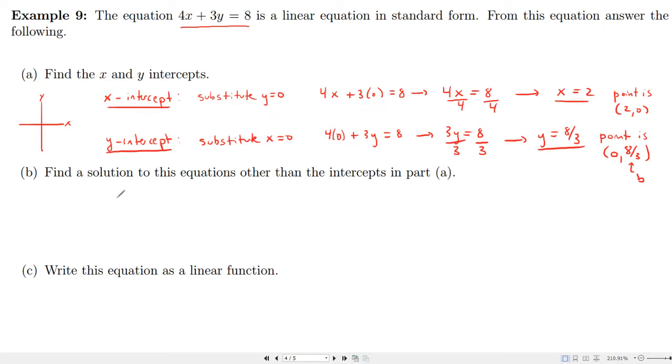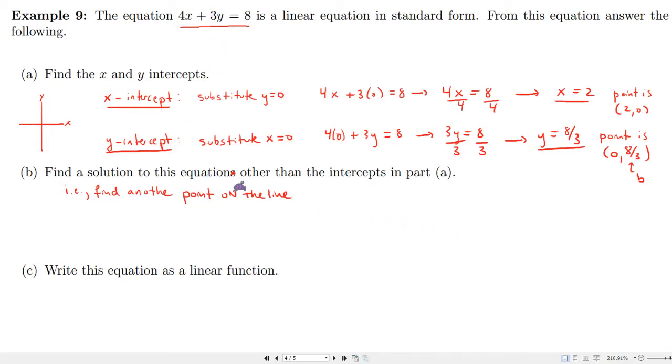Now for the next part, it just says to find a solution to this equation other than the intercepts in part A. So essentially what they're saying is substitute something else and get another solution to this. Another point. In other words, find another point on the line, right? So these 2 points are actually on that line.